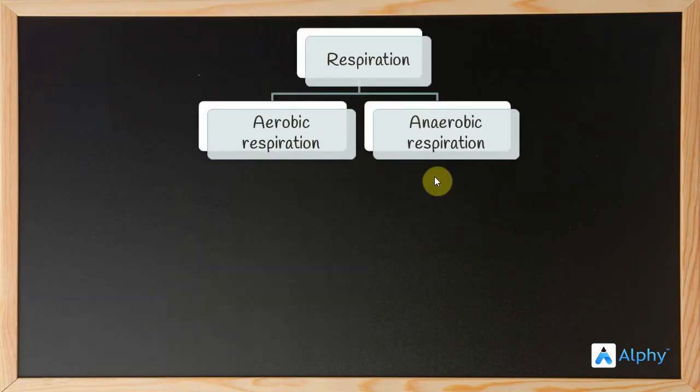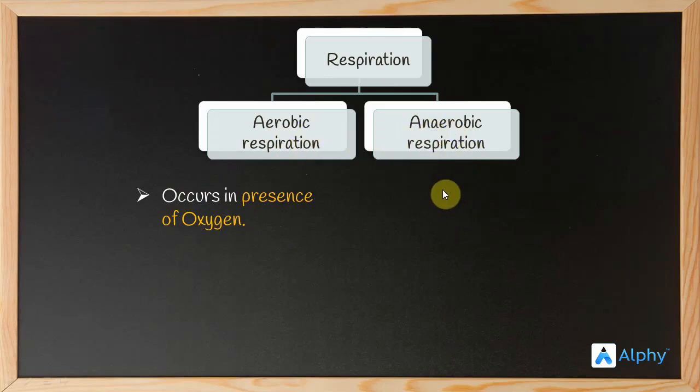Now our respiration can be of two types: aerobic respiration and anaerobic respiration. Aerobic respiration occurs in the presence of oxygen. In the word aerobic, the word aero is present, which signifies air. Air means oxygen. So obviously the process of respiration which occurs in the presence of oxygen is known as aerobic respiration. Since the prefix an is added before aerobic, it is the contrary or the opposite of aerobic respiration.